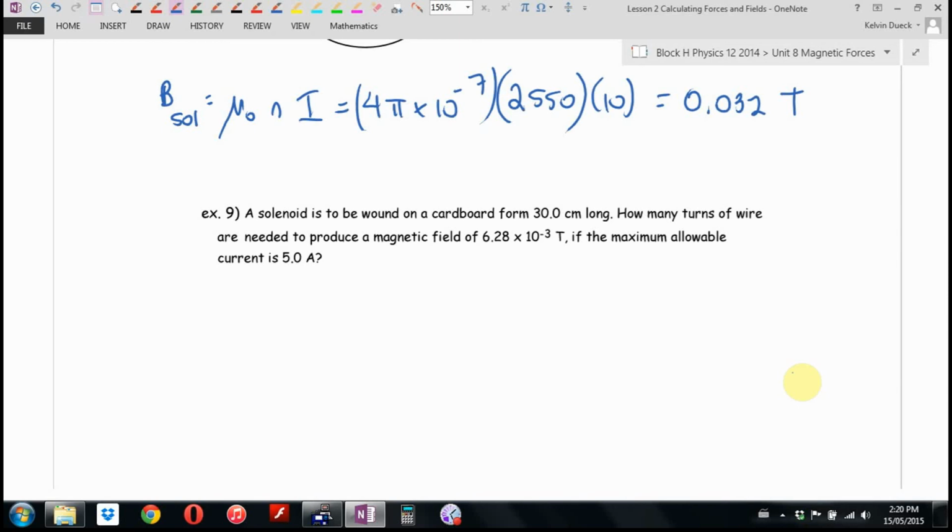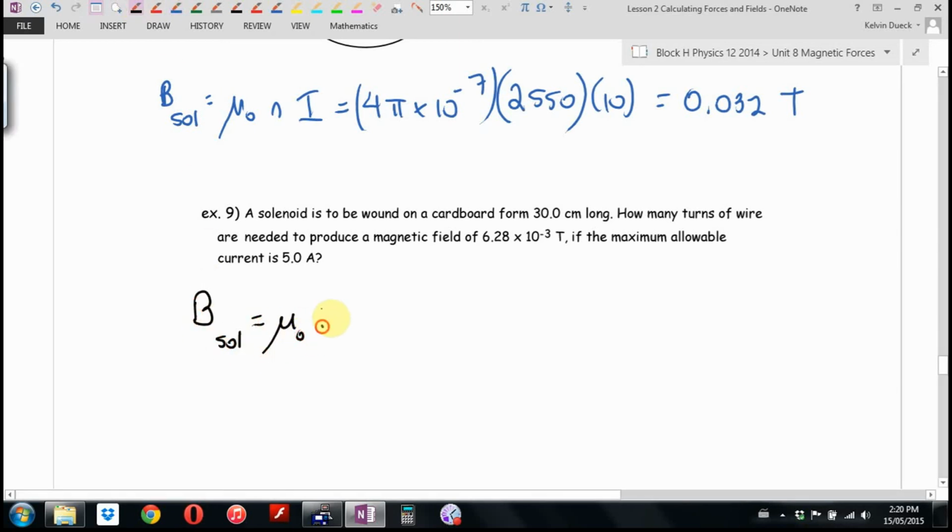What's this question asking me to find? Turns of wire. Which variable? N. So first of all, let's write down the magnetic field from a solenoid: mu naught N times I over L. They want me to find the number of turns of wire, N. How would I get the N by itself? What will I do with the mu naught and the I? Divide them. What will I do with the L? Times it. So N is going to be B times L divided by mu naught times I.